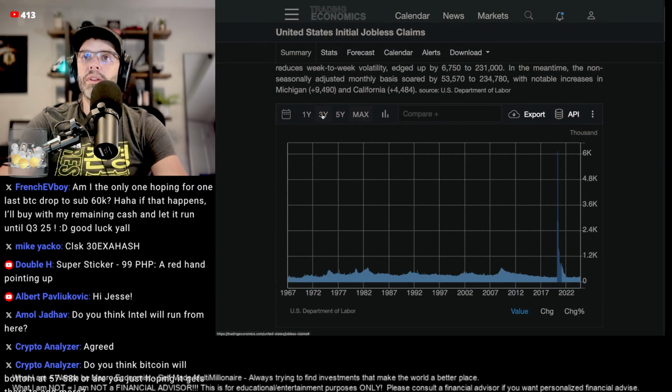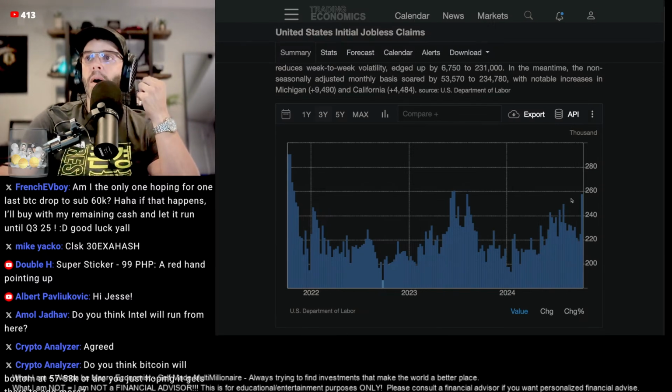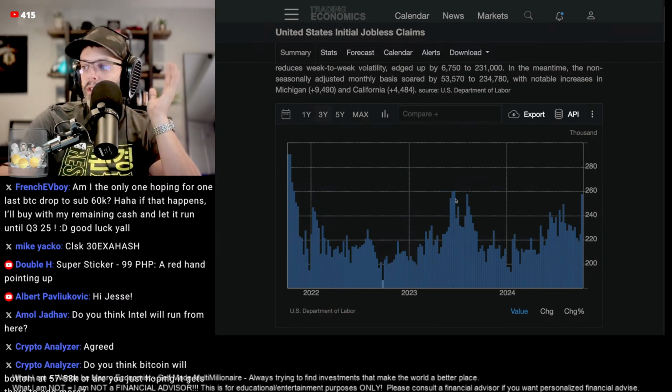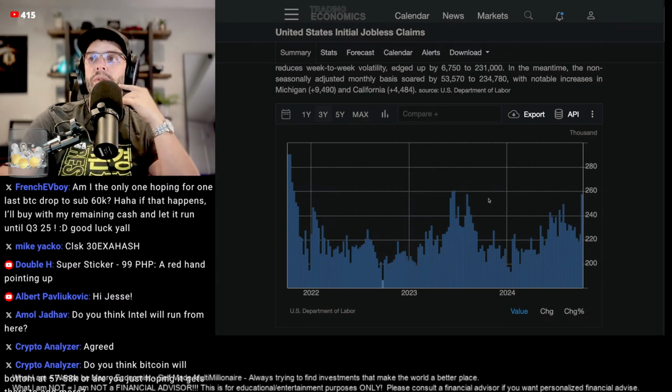Oh, it's so hard to read this because you can't really go past 3 years. But we're at the highest level we've been since August of 2023, arguably maybe June of 2023. So we're sitting at 15-month, 16-month levels right now for jobless claims. But you can see what happened there. We had some spikes and then we just rolled over again.